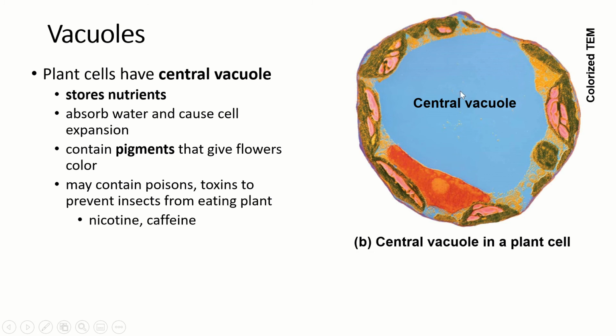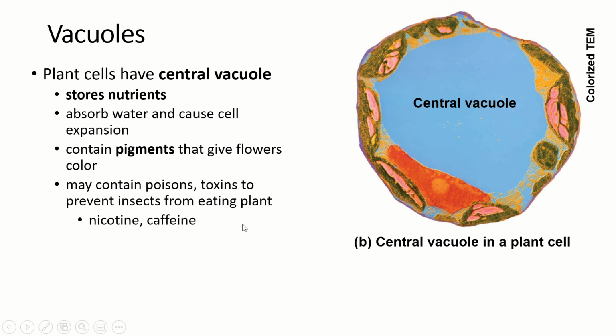Flowers have pigments within that central vacuole. Some plants contain poisons that they make to prevent themselves from being eaten by insects. So nicotine is a plant toxin that plants made to stop insects from eating them. Caffeine is another. It is actually a toxin. Yes, in very small doses, it's a stimulant and the best thing in the whole wide world. But you can kill yourself with a caffeine overdose.